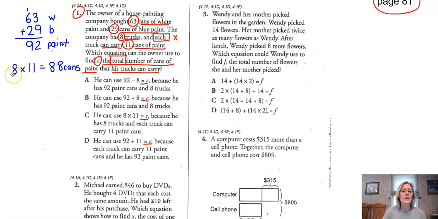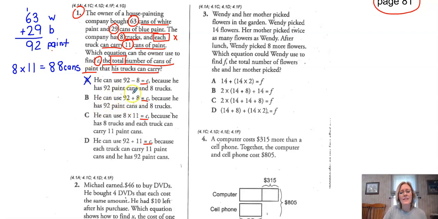So if I look, 8 times 11 is 88 cans. Well, that gives me the total number of cans of paint, doesn't it? Well, he can't carry any more than 88 cans of paint. So if we look up here, he doesn't have enough trucks to make that all in one trip, does he? So if I look here, I can't subtract to ever get a total. And this problem is subtracting. So instantly I'm going to say, you're not it.